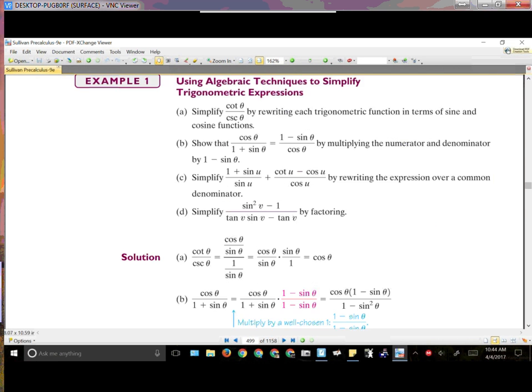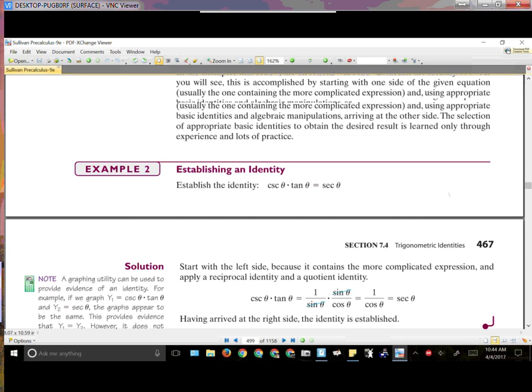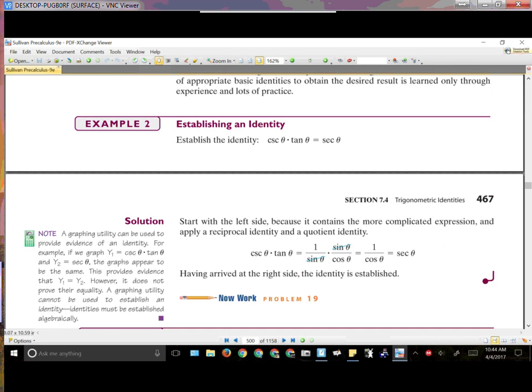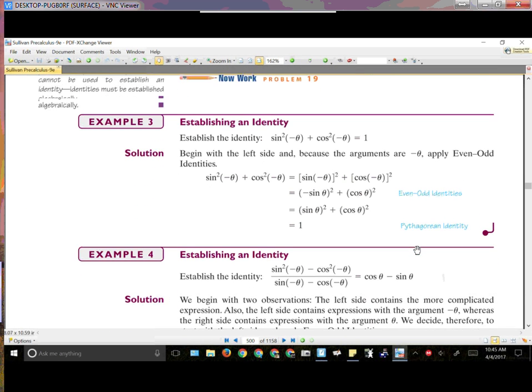So, establishing identities. It is possible to go through and create new identities for things that you need to use. For example, if you wanted to create another identity for secant, cosecant theta times tangent theta is equal to secant theta. Is this true? Well, what's cosecant? Cosecant is 1 over sine theta. What's tangent? Sine theta over cosine theta. 1 over cosine is the same as secant, I should say. So really all that they're doing is just plugging them in, using the identities to rewrite things into a new form.